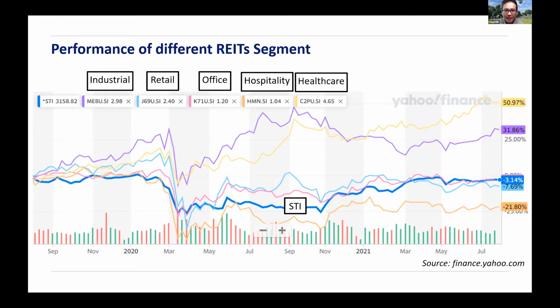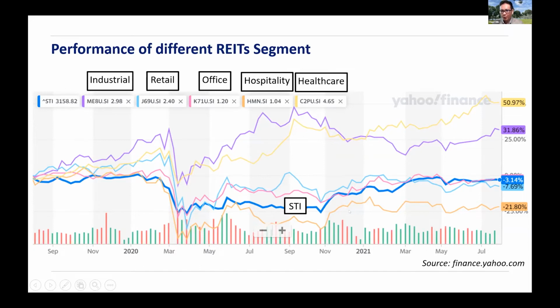The other reason is that a lot of industrial REITs are on very long-term leases, for example 5-year or 10-year leases. In fact, we have a few industrial properties with up to 30-year leases. So the tenants are very stable. Seasonal issues like COVID are not likely to cause a dent to their growth. So industrial has been doing very well.